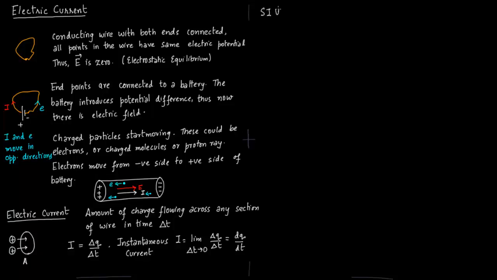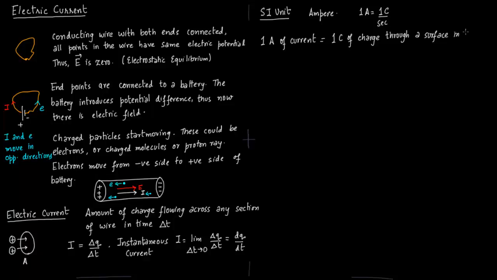So current again is the amount of charge, that is delta Q, flowing across any fixed section of a wire in time delta T. The SI unit of current is the ampere. So 1 ampere is equal to 1 coulomb per second. So more concretely, 1 ampere of current is equal to 1 coulomb of charge passing through some surface in 1 second.